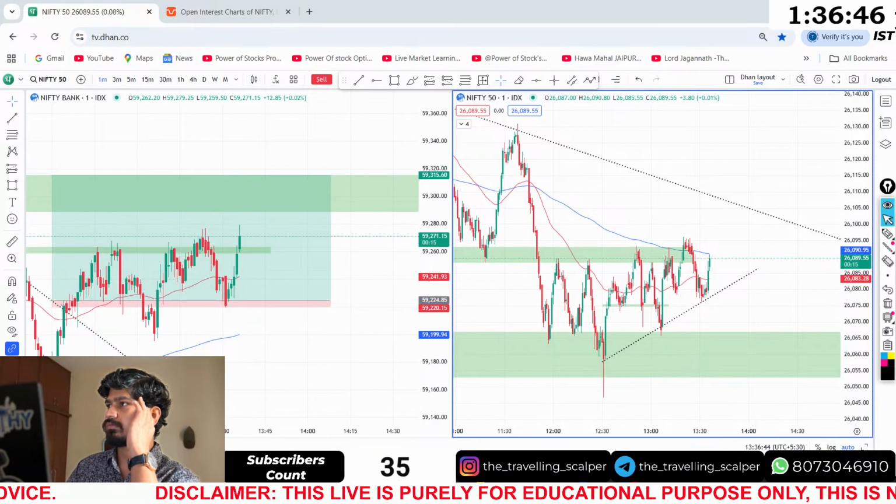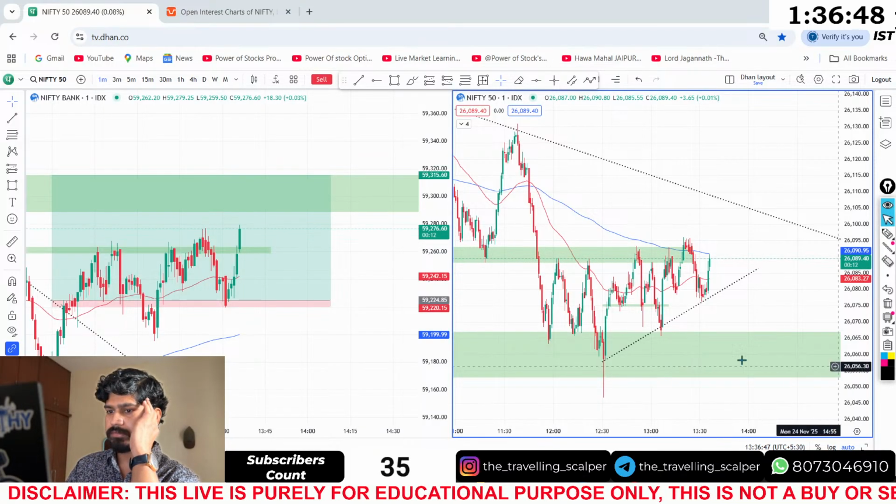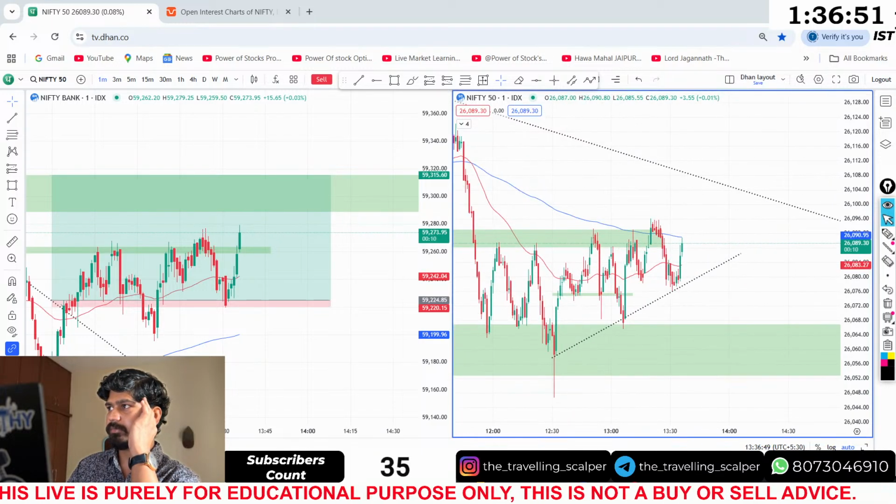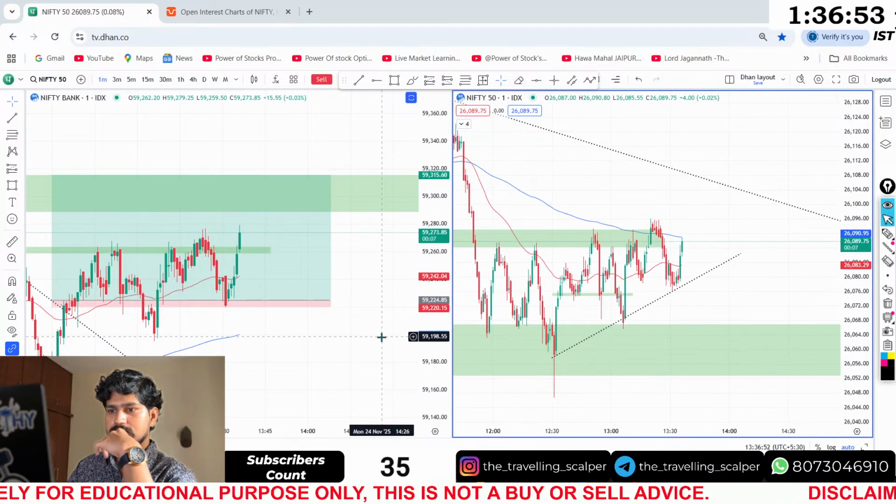Okay, Bank Nifty is going up. Come on, support. Nifty should at least give a breakout from here. At least we can get into a Nifty trade.